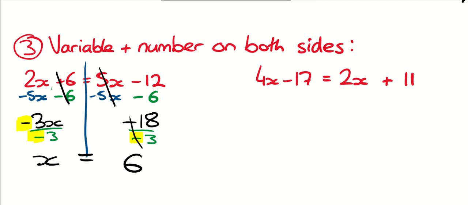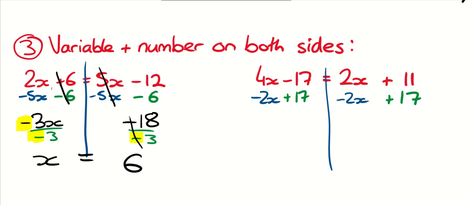Okay, same method on the other side then. 4x minus 17 equals 2x plus 11. Again, let's get rid of this 17. So plus 17 plus 17. And let's get rid of our 2x on the right-hand side. So minus 2x minus 2x.